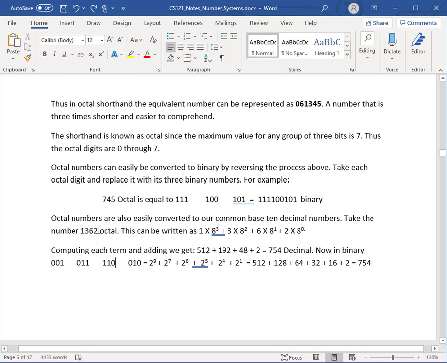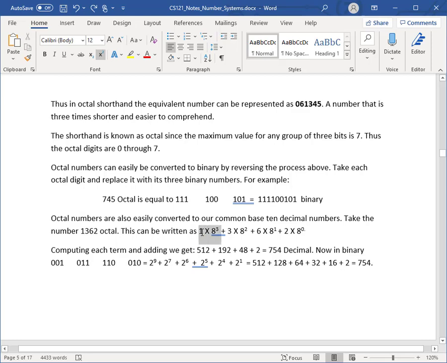So regardless of what base you're using, if it's base 10, then the first digit will be 10 to the power 0. The second one, 10 to the power of 1. If in this case we have an octal, okay, so this represents 8 to the 0 power, 8 to the first power. Over here, that's 8 squared, and that is 8 cubed. So knowing that, we can just write out this 1362 and multiply it by powers of 8.